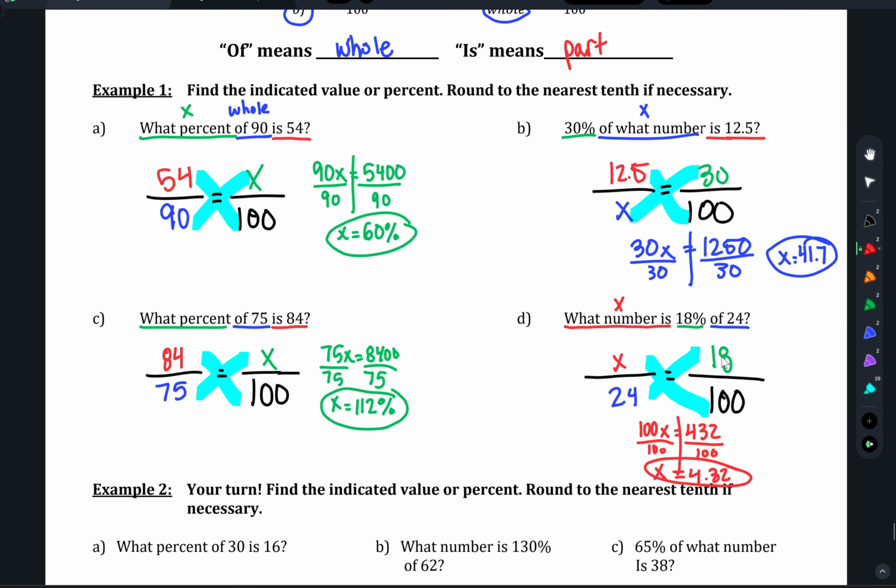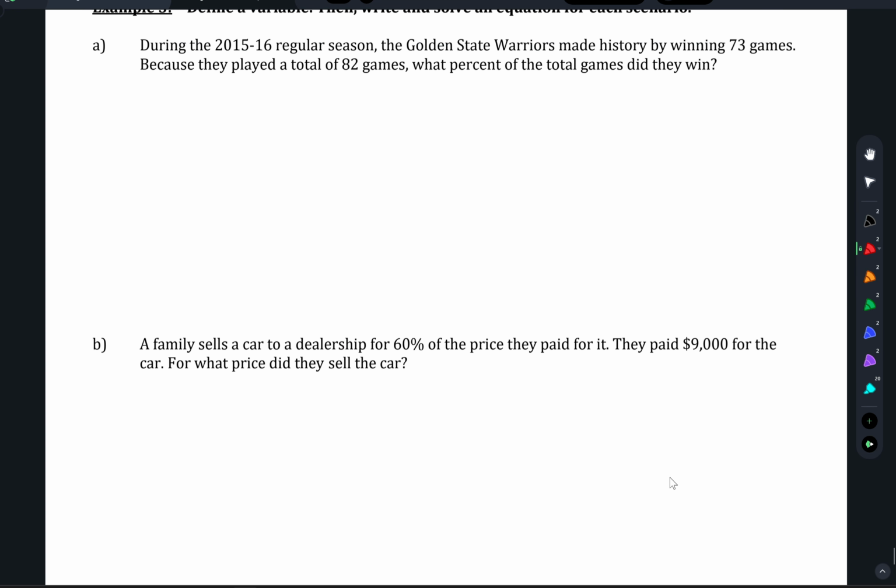Any questions on these? Are we okay if I skip 3 problems? Fantastic news. Go ahead and flip it over.